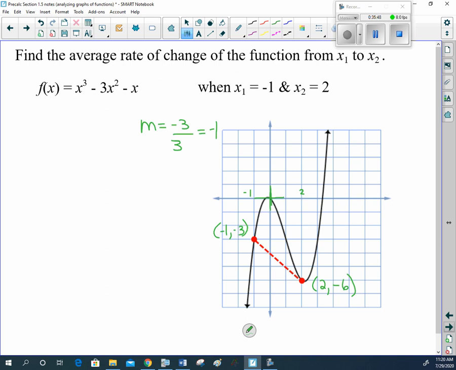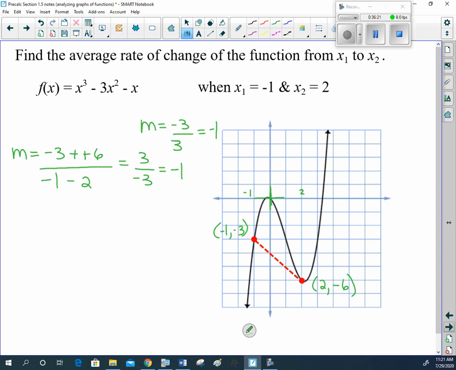You could do a formula. I could have said, well, slope formula, -3 subtract -6 over -1 subtract 2. That gives me 3 over -3, which is -1. So that matches.